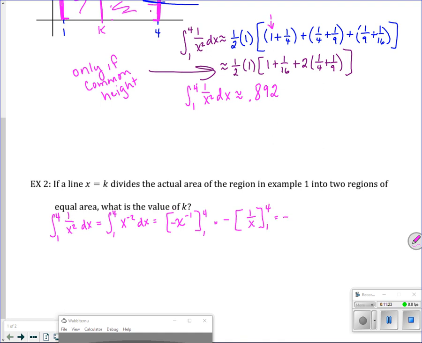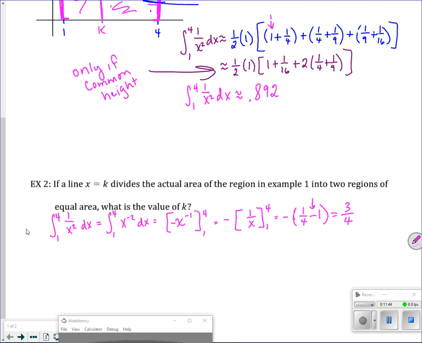So that would be the opposite of 1/4 minus 1. So that's going to end up being, of course, negative 3/4 here, but you have the negative. So the actual area under the curve is 3/4. So what are you saying?